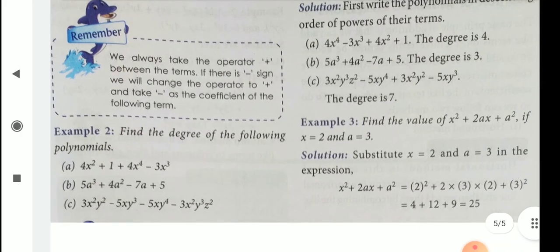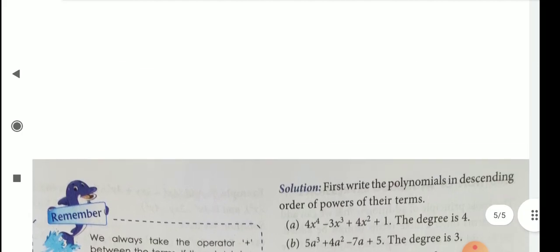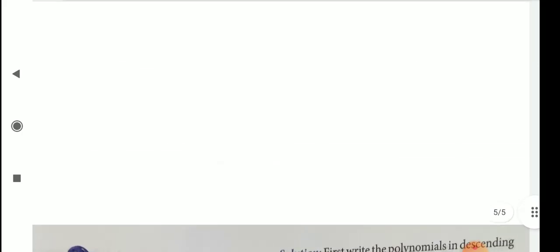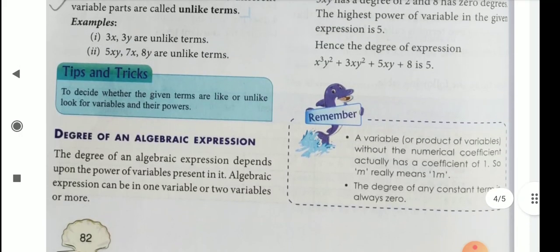Example 3. Find the value of x square plus 2ax plus a square if x equal to 2 and a equal to 3. Here children, very easy. Just we put the x value and a value in this expression. Then we get our answer. Okay, so this is about the degree of an algebraic expression.